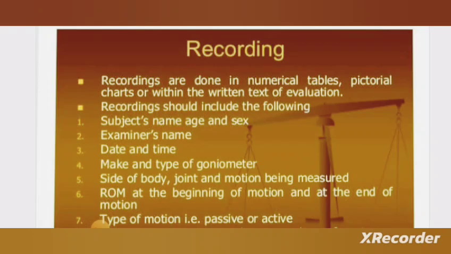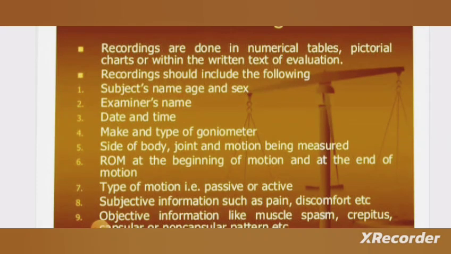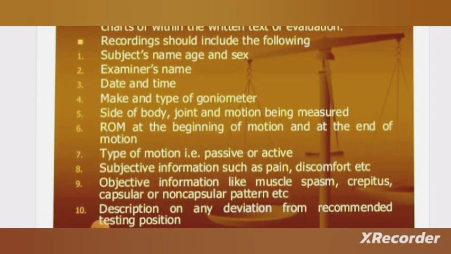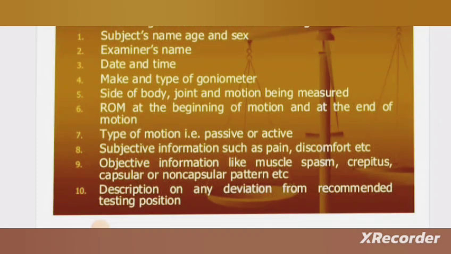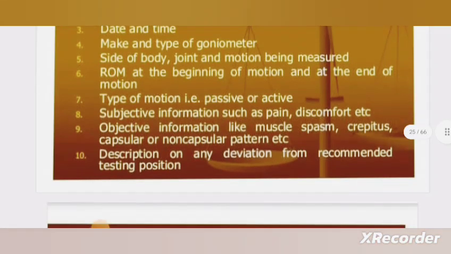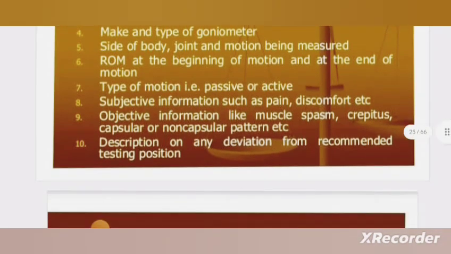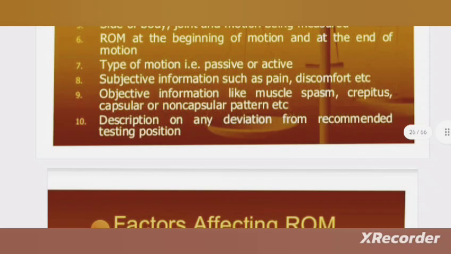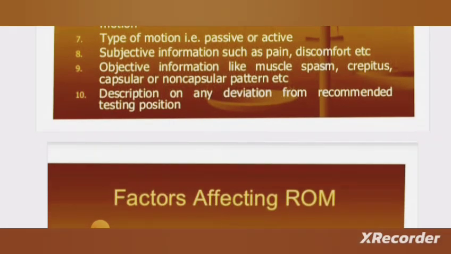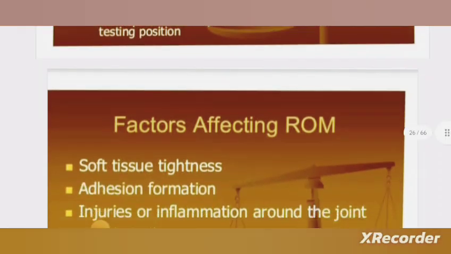The recordings are done in numerical tables which include the following: subject name, age, sex, examiner's name, date and time, make and type of goniometer, side of body, joint and motion being measured, range of motion at the beginning of motion and at the end of motion, type of motion which may be either active or passive, subjective information like pain, discomfort, etc. Objective information includes muscle spasm, crepitus, capsular or non-capsular pattern. Description of any deviation from recommended testing position.